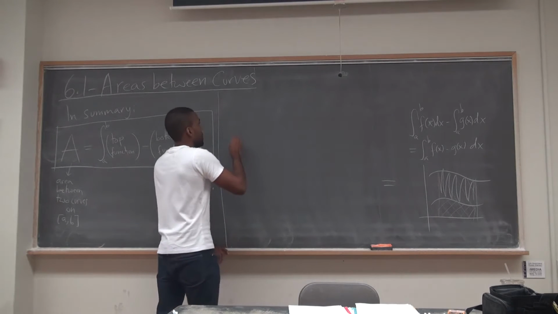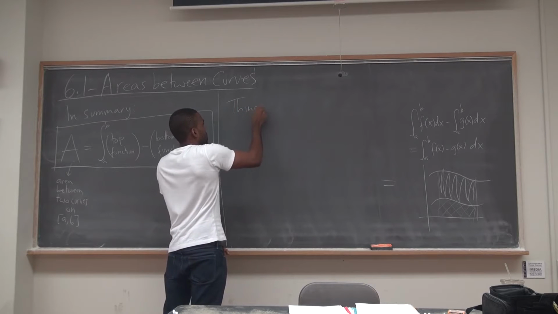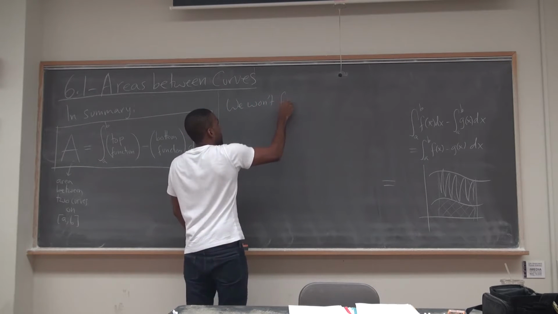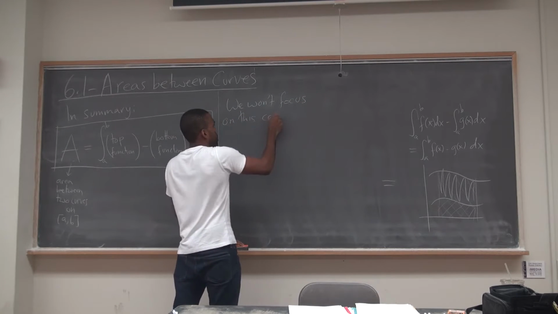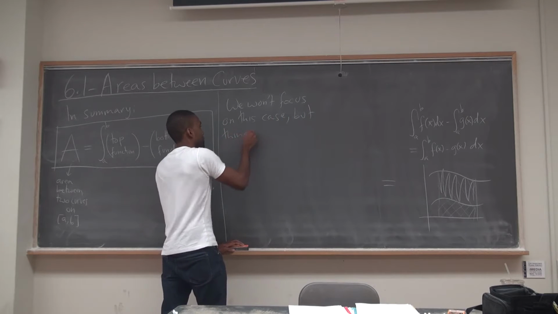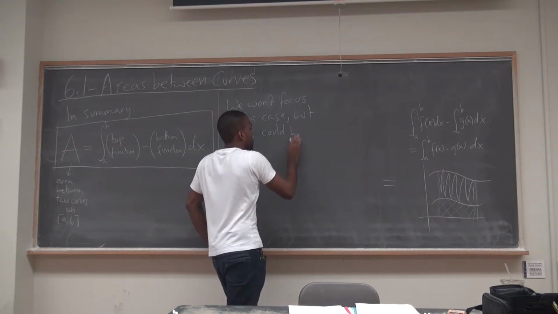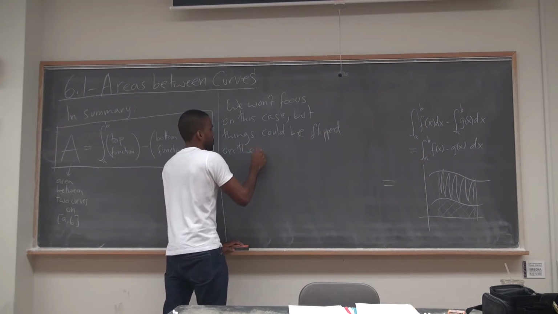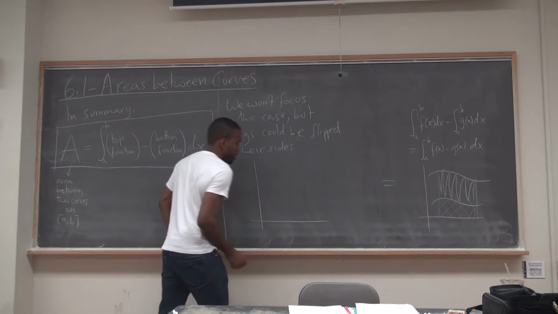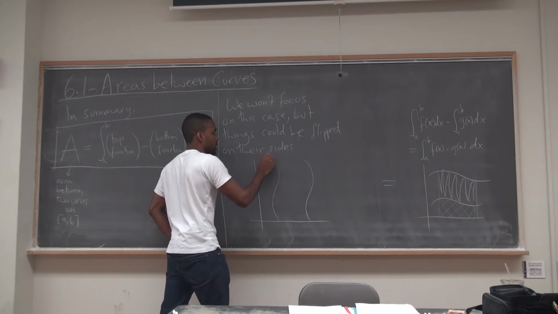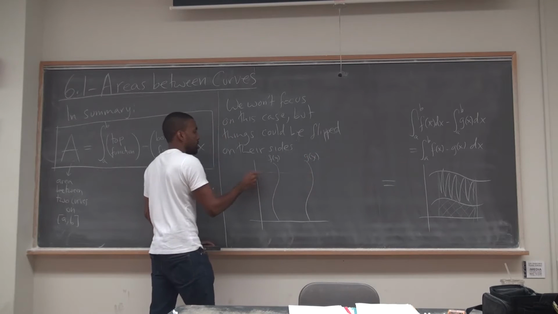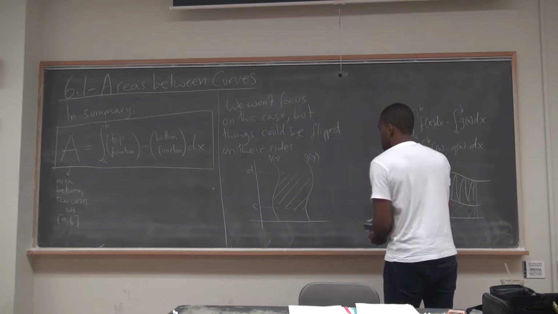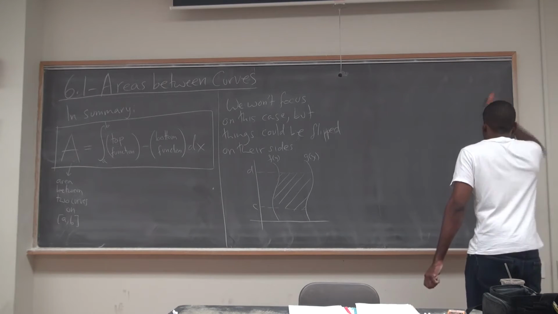We won't really cover this case, but I'll just mention it anyway. There's another idea where I can look at functions as functions of y. So I can have an f of y and a g of y between the y values c and d, and I want to find the area between those. And so in this case, top and bottom becomes right and left. And notice you have functions of y.